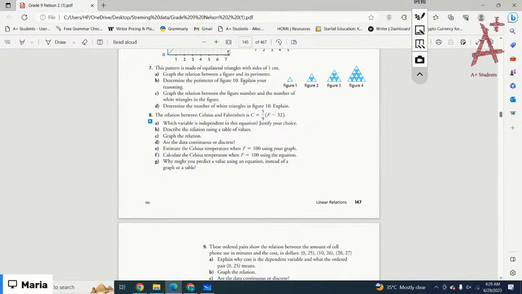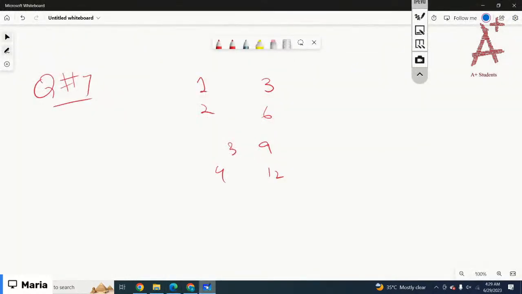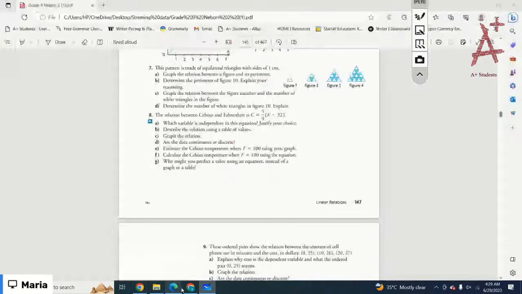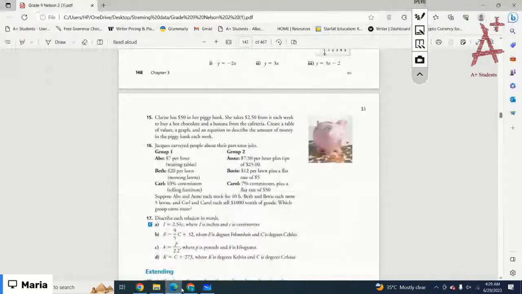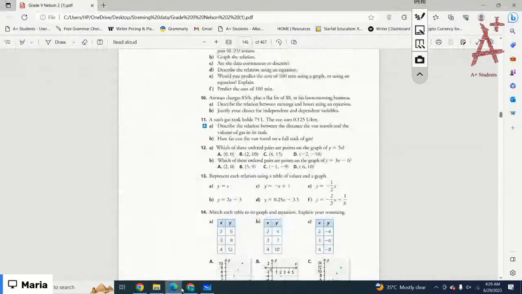Okay, determine the parameter of figure 10. Explain your reasoning. Okay, let's just see with the B part. You can find the B part by plotting these points on the graph. Okay, let's just see the next question.